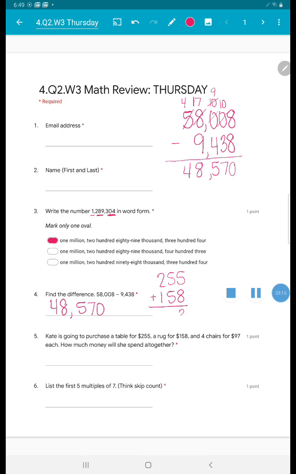5 plus 8 is 13. Regroup the 1. 5 and 5 makes 10. Plus 1 is 11. Regroup that 1. 1 plus 2 plus 1 makes 4. So the table and the rug together costs $413. She buys 4 chairs for $97. So Kate's going to spend $97 4 times.